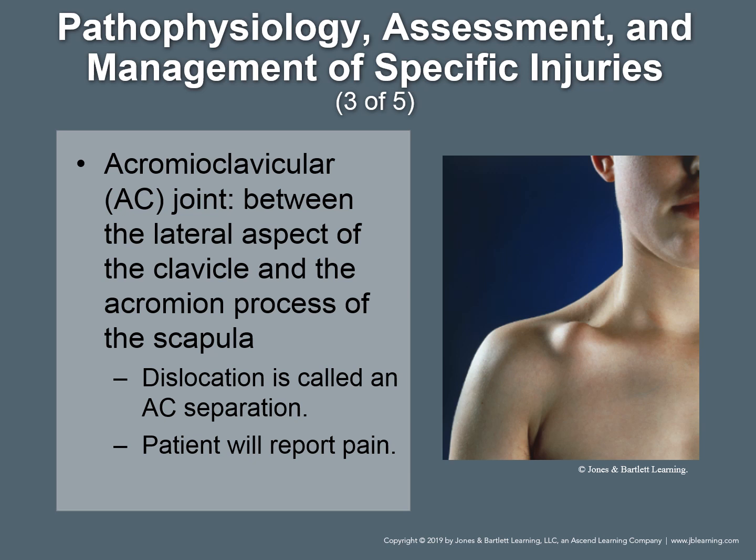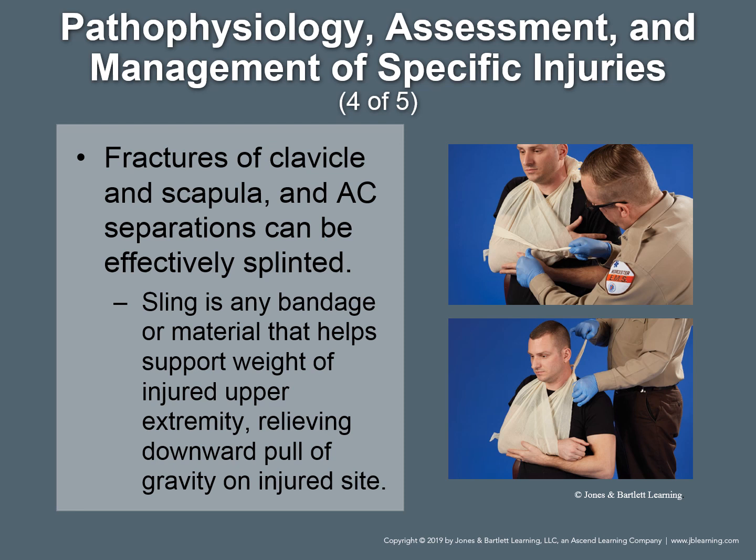The acromioclavicular joint, that's your shoulder. Okay, that's your ball and socket joint at your shoulder, and it can become dislocated, causing the joints to separate. Patient will report pain, usually deformed, no movement. Same concept as the other joint dislocations we talked about. How do you treat it?